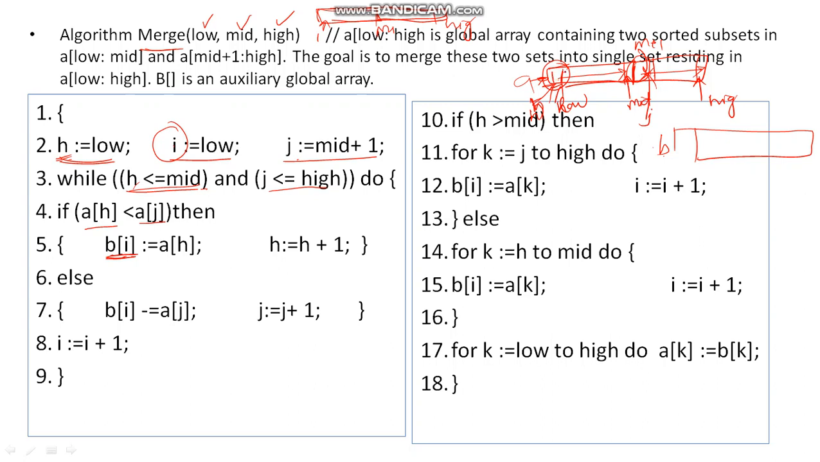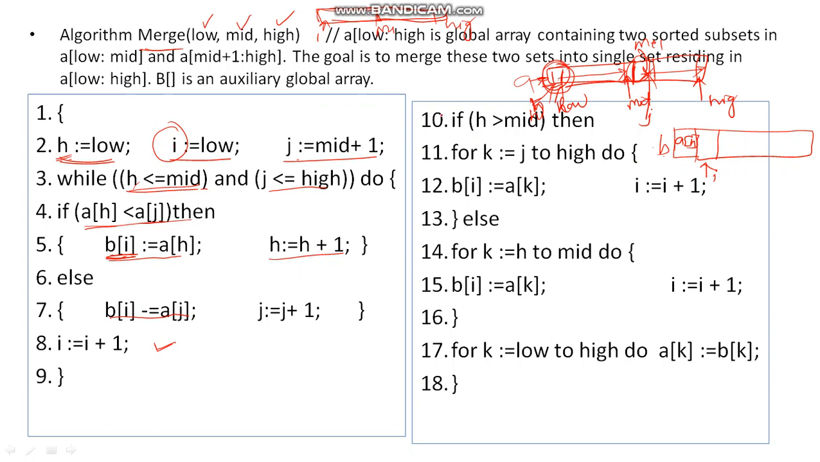If it is true, I am going to put this value into the resultant array. So that is A of H. If it is not true, then I am going to put the other value. That is, if this is true, I am going to put B of I is equal to A of H, H is equal to H plus 1. Otherwise, I am going to put B of I is equal to A of J. So whichever is the smallest element will come at the first position. And I is equal to I plus 1, because if the first element is placed in B, I should go to the next index of B so that the next element can be placed.